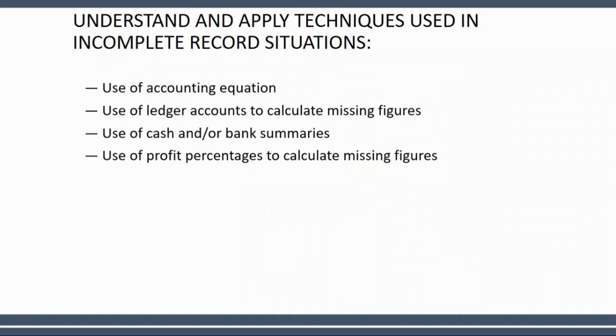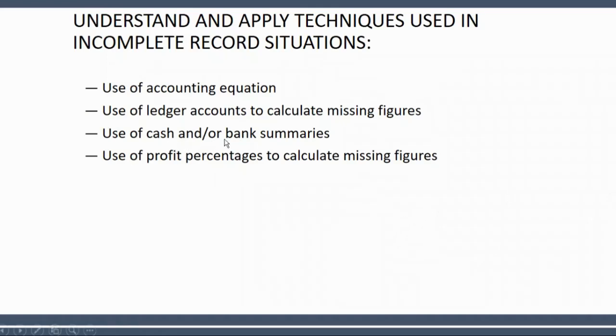It is the same. You can also consider another example that you have done before: cost of sales is equal to opening inventory plus purchases minus closing inventory. So these are 4 items. If any 3 numbers are given to you, the 4th number you can calculate yourself. So this is what we say: use of ledger accounts to calculate the missing figures.